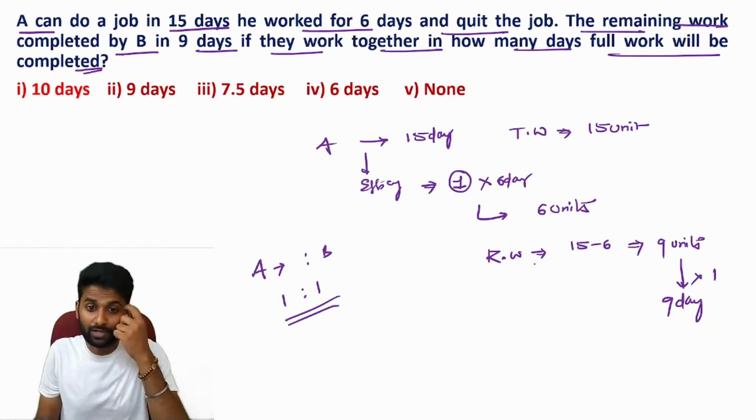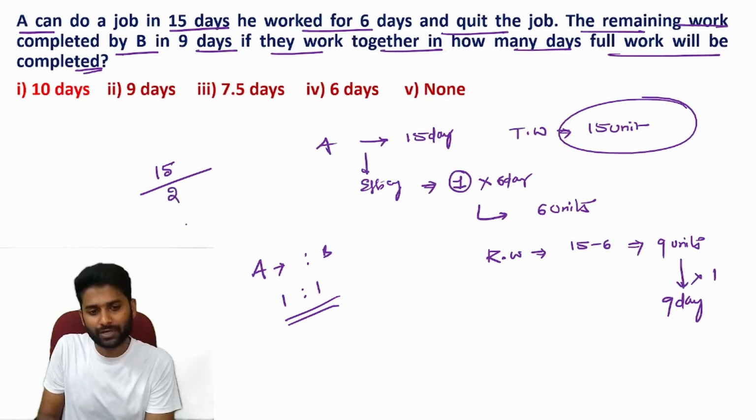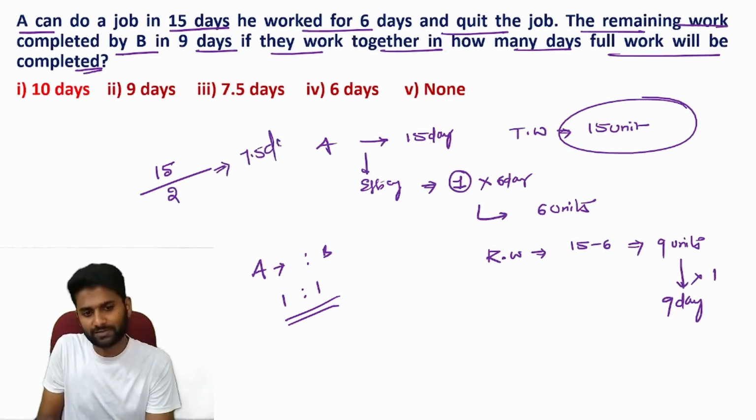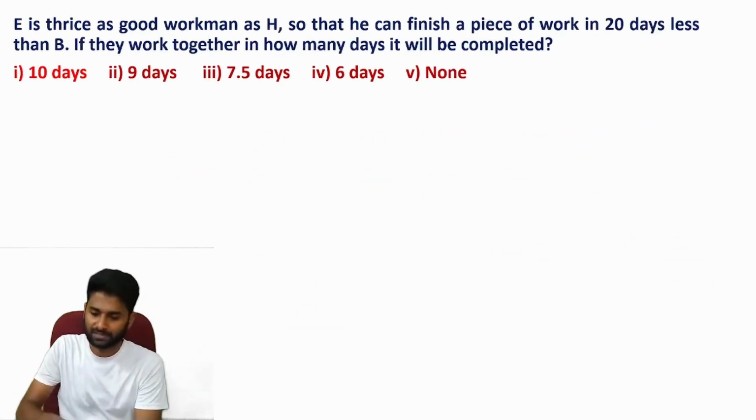Now, if both work together, in how many days will the full work be completed? The total work is 15 units. A is 1 unit and B is 1 unit, so together they complete 2 units per day. Now, the total work is completed in 7.5 days. Try this question.